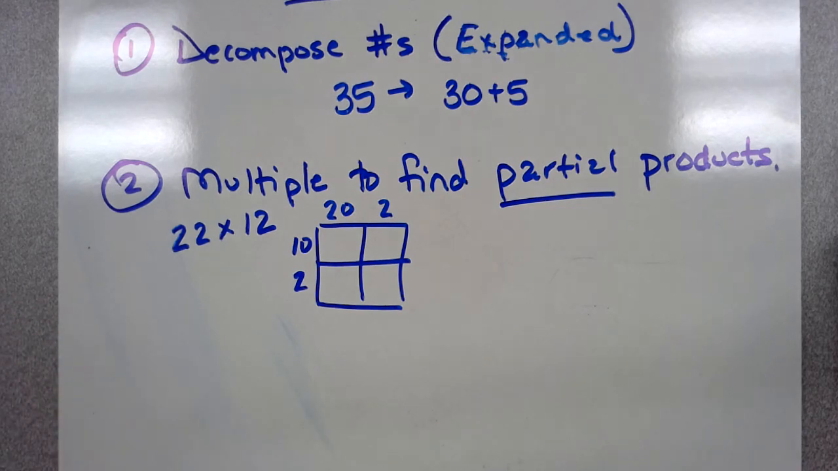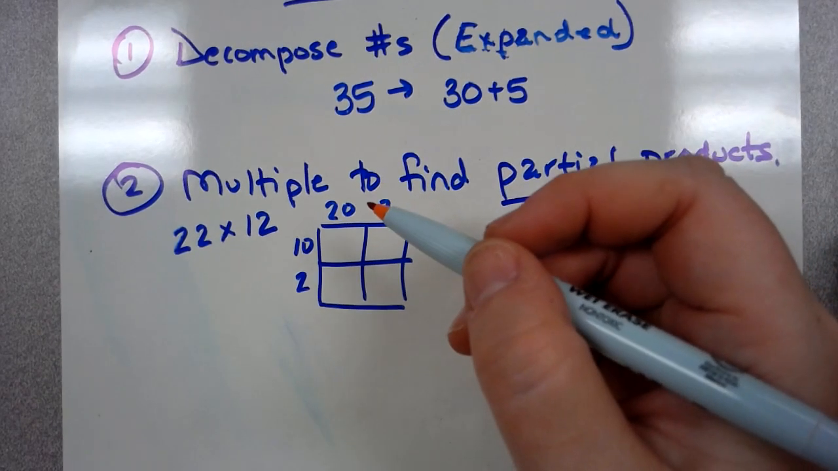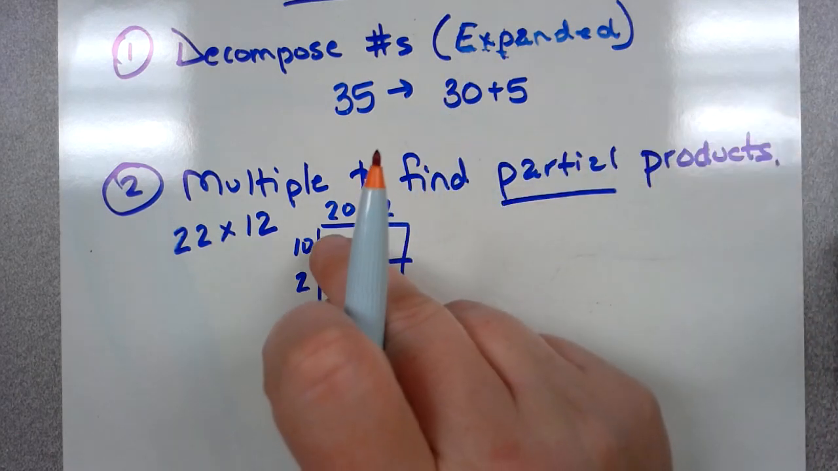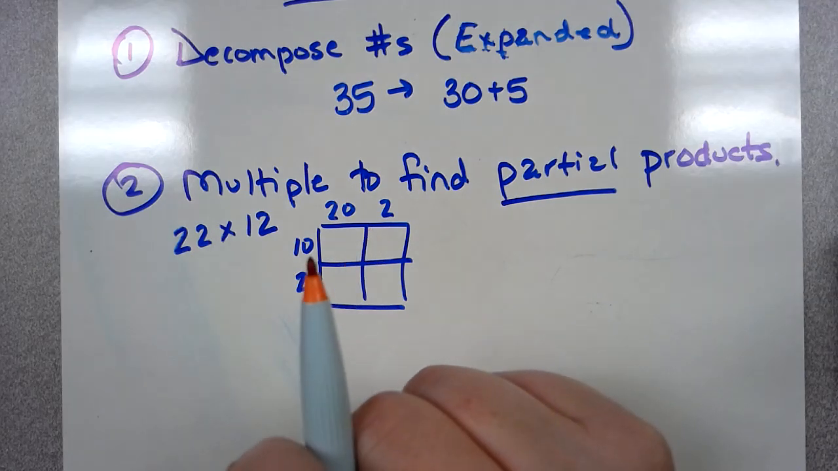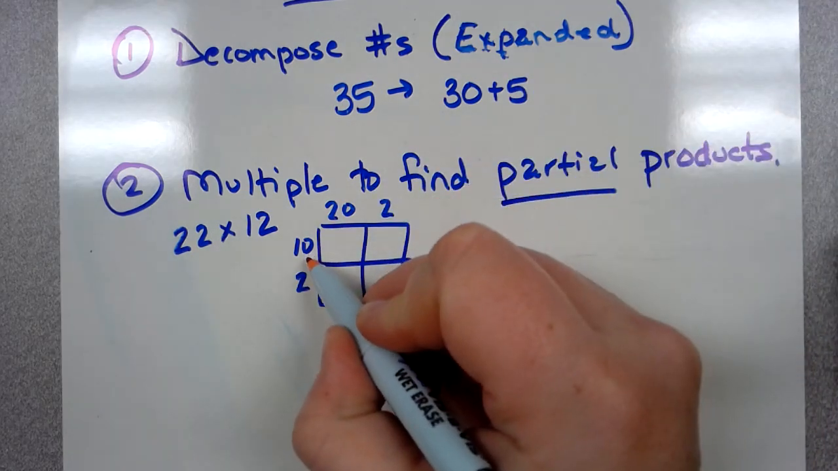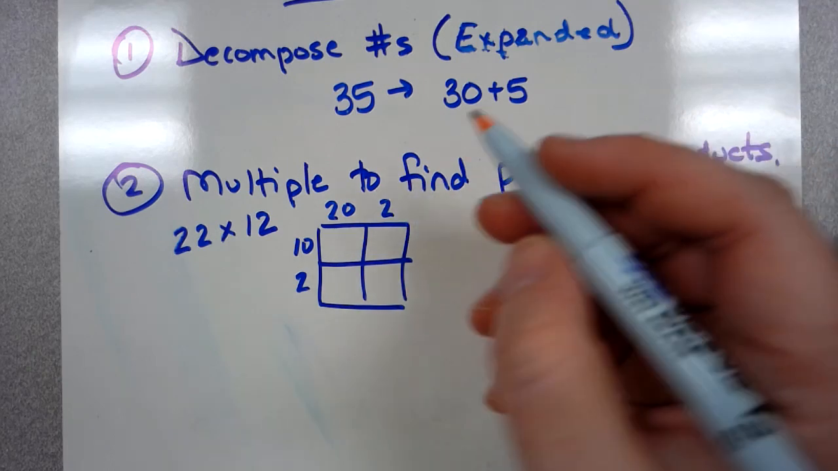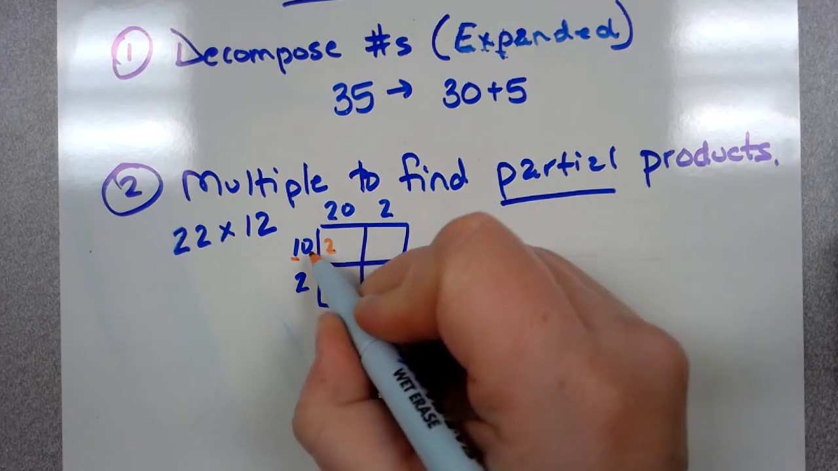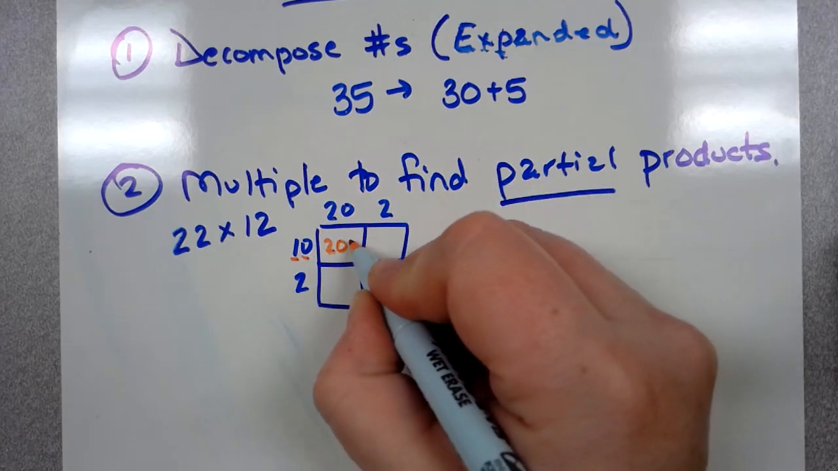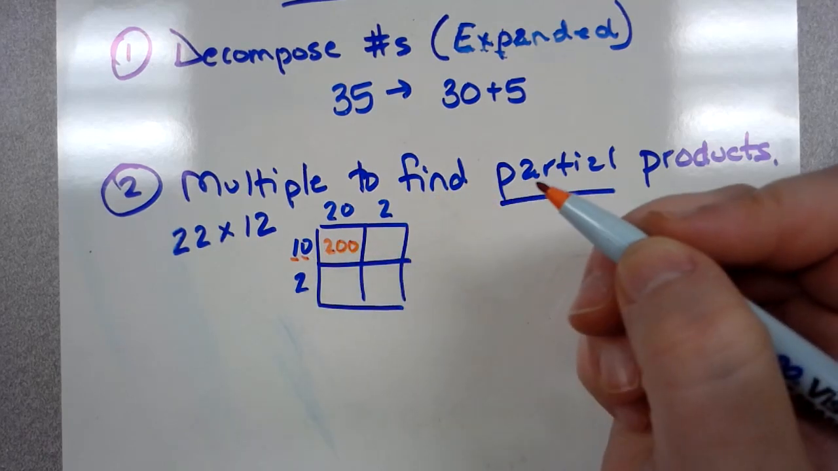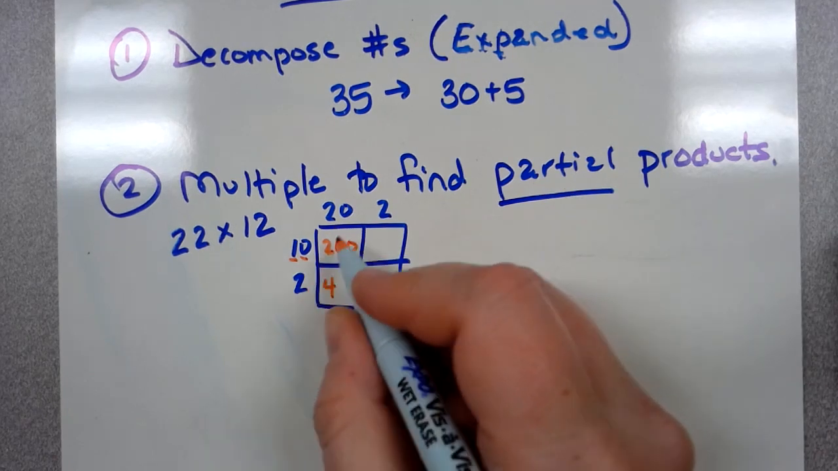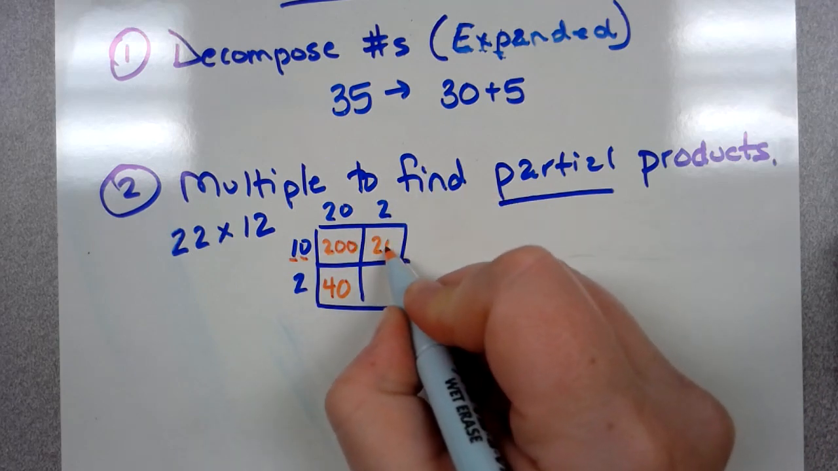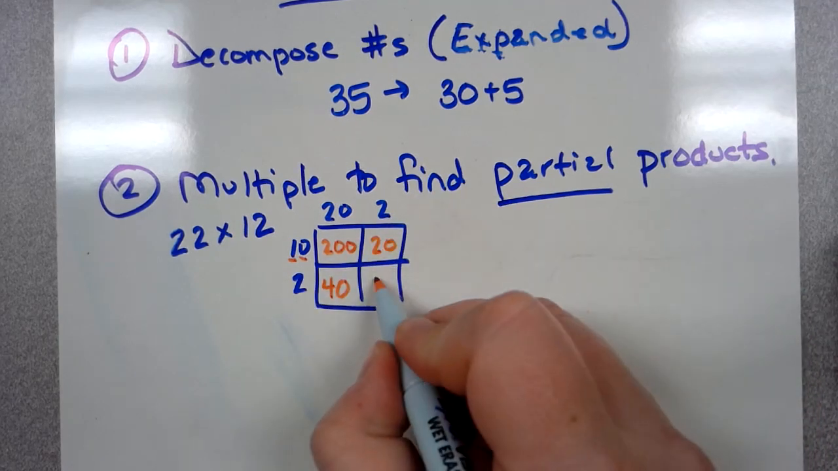So now what we have to do is we have to multiply. And why they call this the area model, in my opinion, is because like in area, you have to multiply one side by the other, the length times the width. And that's what we're doing here. We're going 10 times 20. Now there's a little trick. I can go 1 times 2, and that's 2 with 2 zeros. So that's 200. 2 times 2 is 4 with 1 zero, so 40. 10 times 2 is 20. And then 2 times 2 is 4.